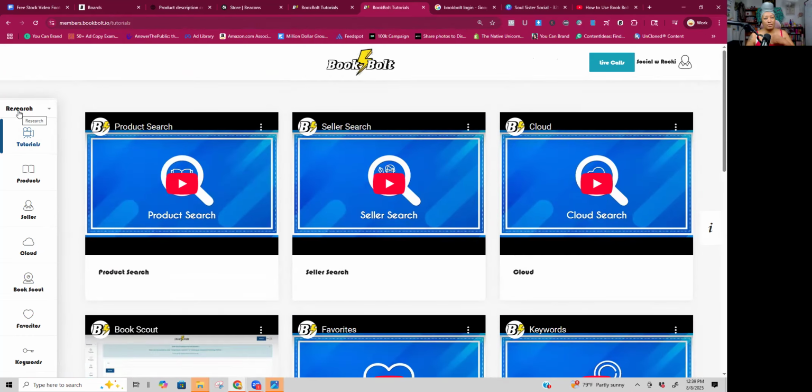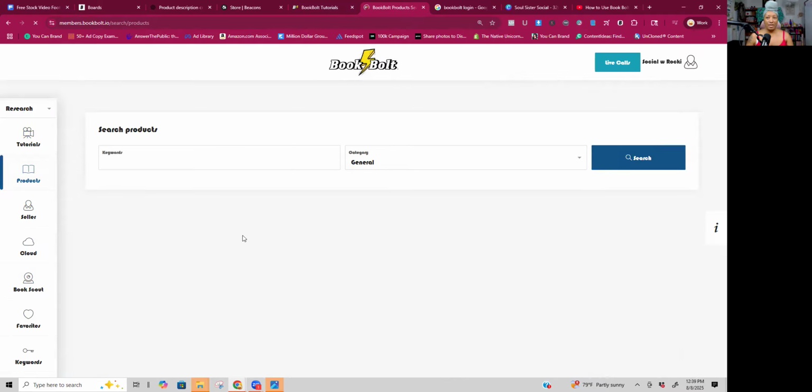Now there's a tab up here to the left that says research and create. We're going to go straight to research. Before you create any kind of low content book, which is literally just a blank journal, filler pages, coloring books, stuff like that that isn't wordy, something quick that you can sell. When you click on products, this area is where you can search keyword products and see what comes up as far as the results.